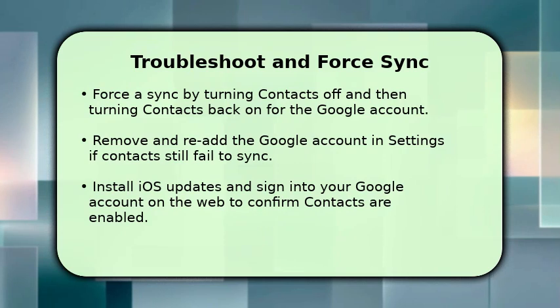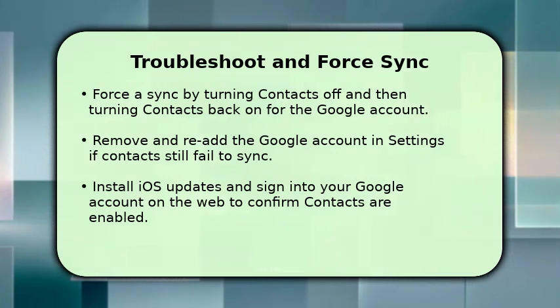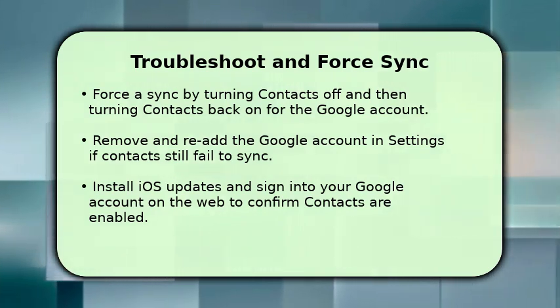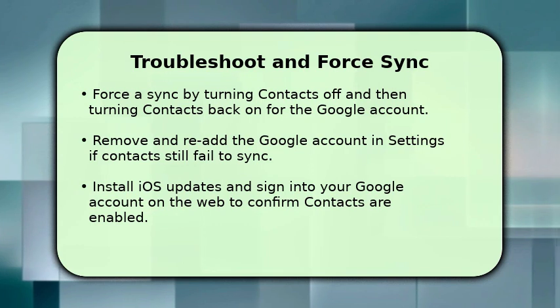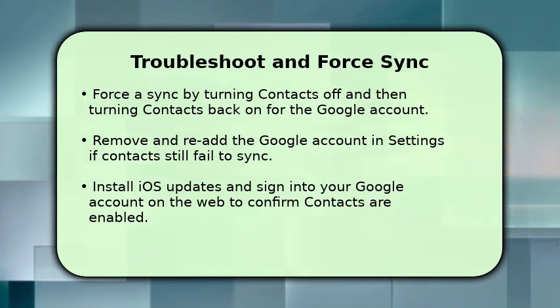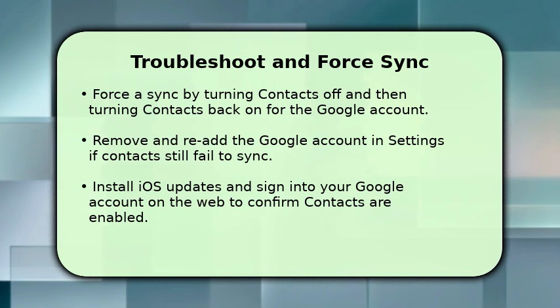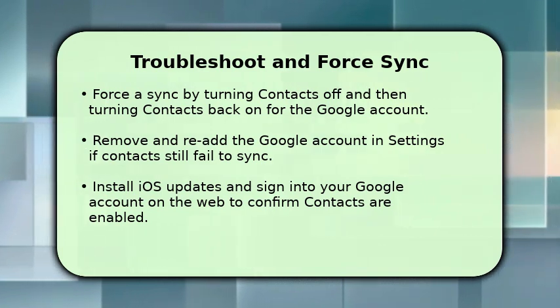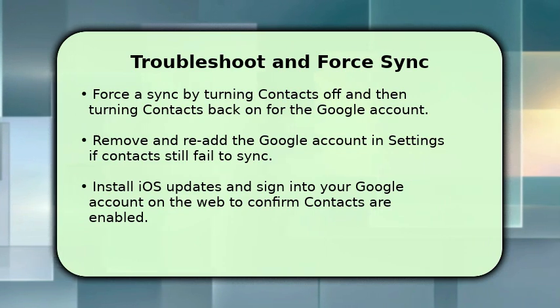If contacts fail to appear, force a sync by turning contacts off and then turning contacts back on for the Google account. Go to Settings, Contacts, Accounts, select the Google account, toggle contacts off, wait 10 seconds, and toggle it back on to restart the sync.